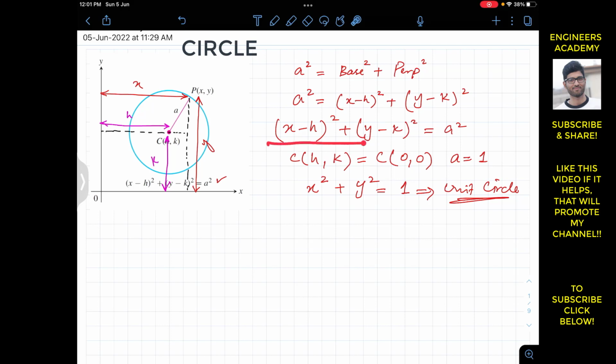So this is the equation of the circle which has its center at some point with coordinates h and k, and which has a radius of a.